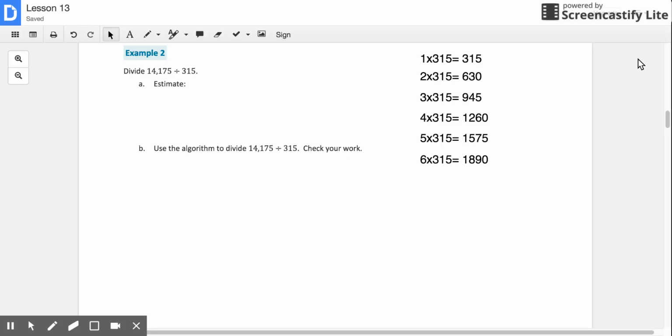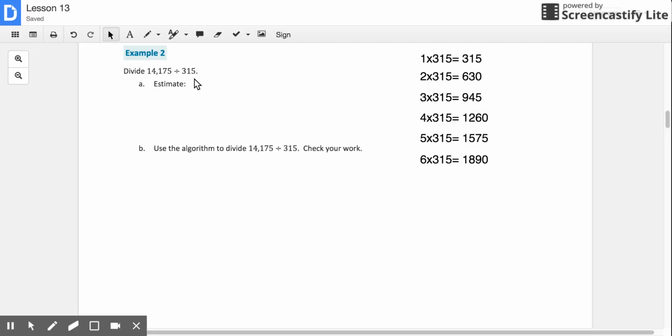Okay, for this next one, I already made the table that we're going to use later down here when we use the algorithm to divide. But let's start by estimating. When we look at 315, well, okay, we're going to take 14,175 and divide it by 315.